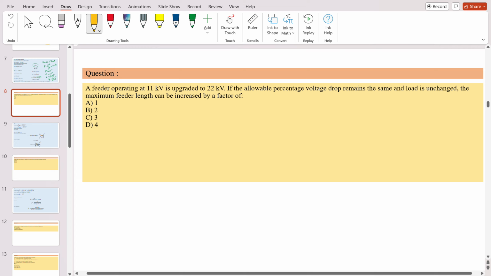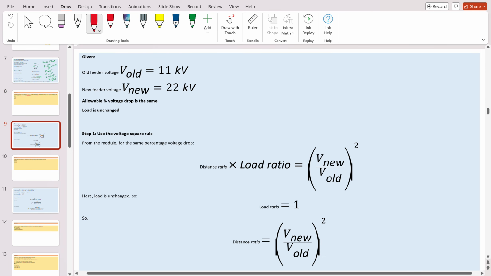Okay, let me give the solution. Here it is saying that a feeder is operating at 11 kV and it is upgraded to 22 kV. If the allowable percentage voltage drop remains the same and the load is unchanged, the maximum feeder rate can be increased by how much? There is one concept: when you consider the load ratio and the distance ratio, this is equal to (V new by V old) squared, or you can say that distance multiplied by load is proportional to V square.